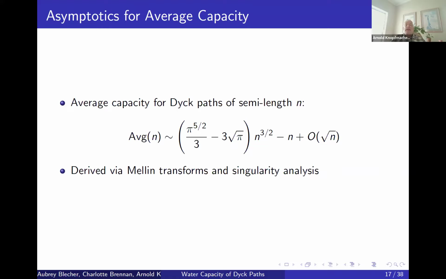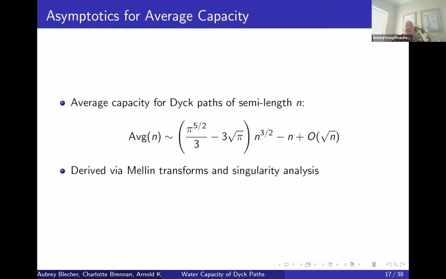So the water is growing somewhere between n, which of course is just the length of the line. And if we had to take a full square, then we would have n squared as the area. So our water is somewhere intermediate of that. Now this last process involves using Mellin transforms and singularity analysis.